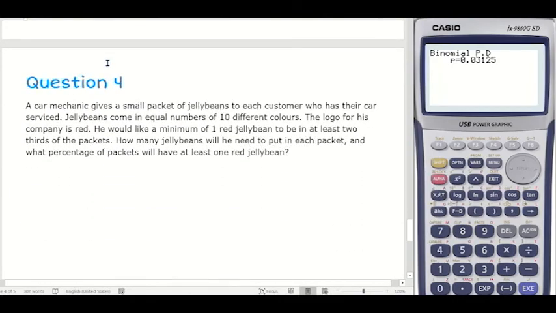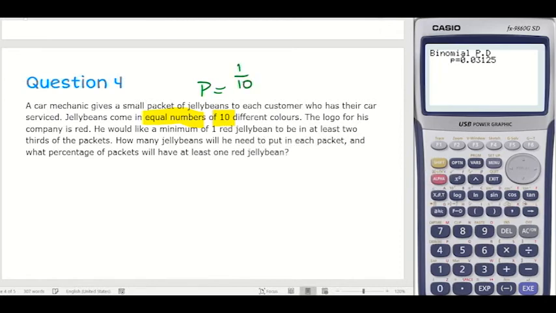Okay, question number 4. A mechanic has a number of jelly beans and they come in 10 different colours, and it tells us they are in equal numbers. So what that means is that the probability of getting any colour is 1 out of 10.